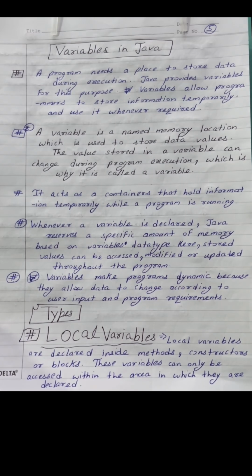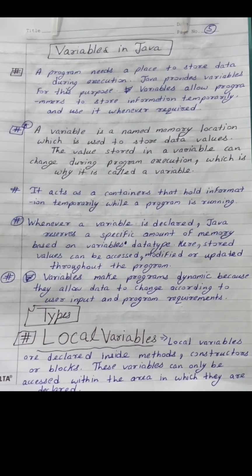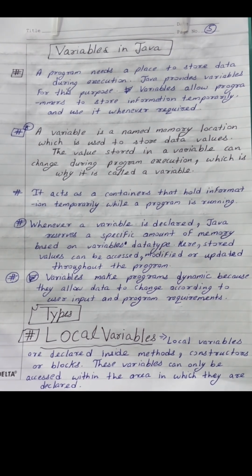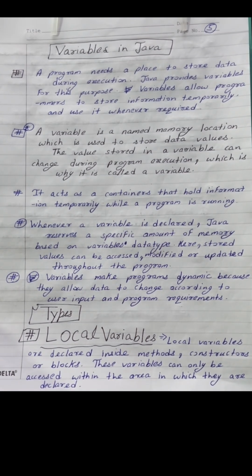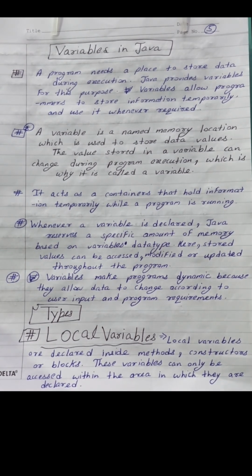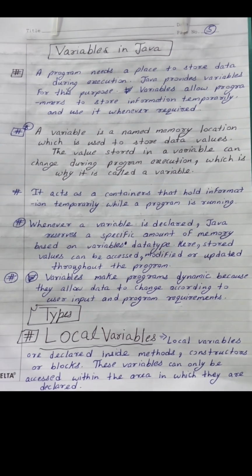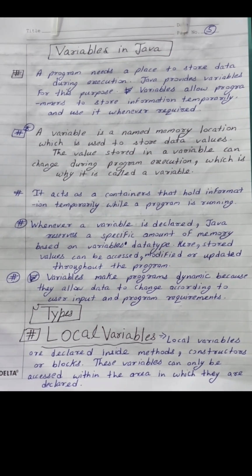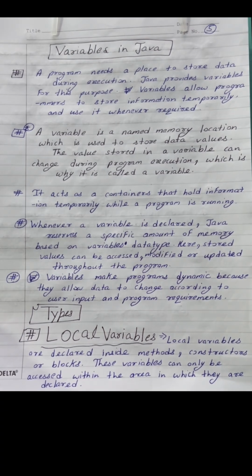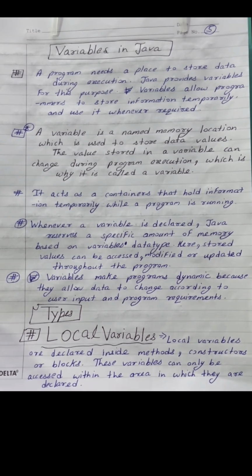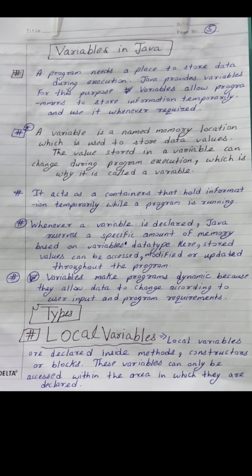So now we should also know why we need variables. We can say that variables are important because they store the data during program execution, they make the program dynamic, they allow the values to change, and they simplify the calculations. Apart from that, they reduce the code repetition.